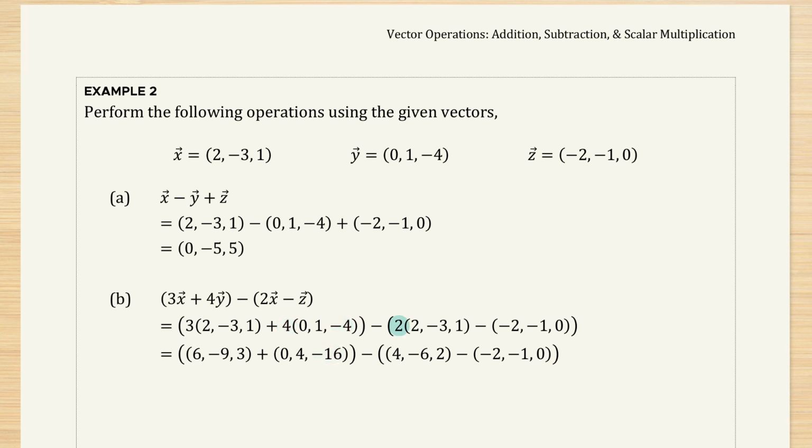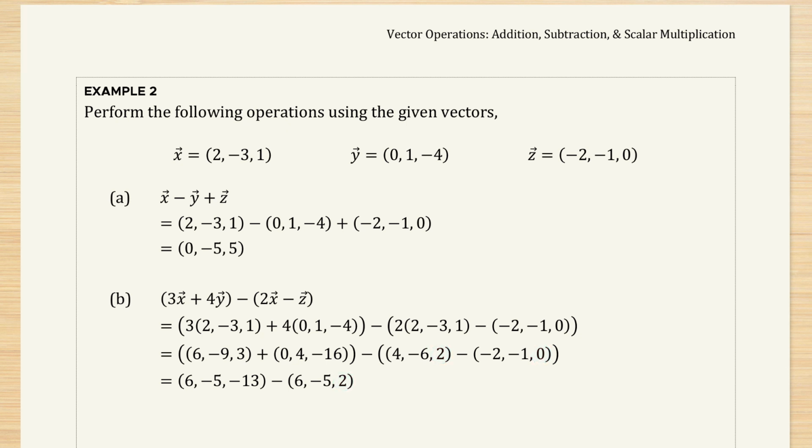Then we do the 2x. 2 times 2 is 4. 2 times -3, -6. 2 times 1, 2. Adding together 3x and 4y, 6 plus 0 is 6. -9 plus 4, -5. 3 plus -16, -13. And then subtracting 2x minus z. 4 minus -2, 6. -6 minus -1, -5. 2 minus 0, 2.